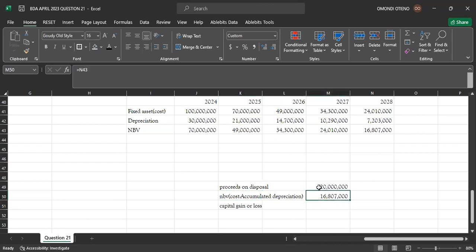But when this asset was sold, it was sold at 20 million. So did we make a profit or a loss? We disposed it at 20 million, yet the net book value at the same time was 16,807. Was it a gain or a loss?